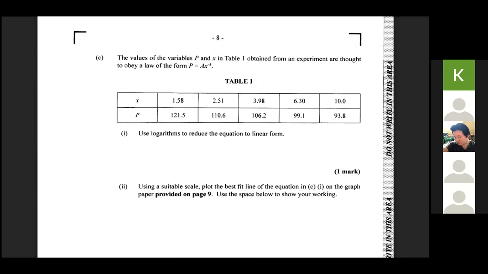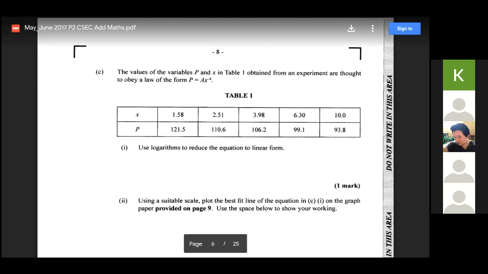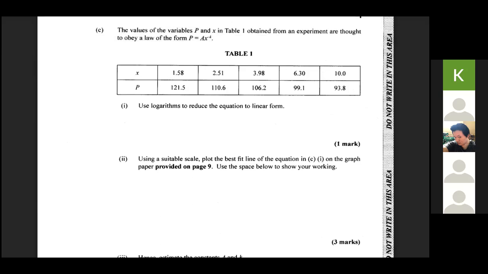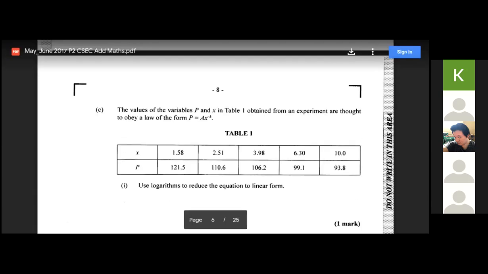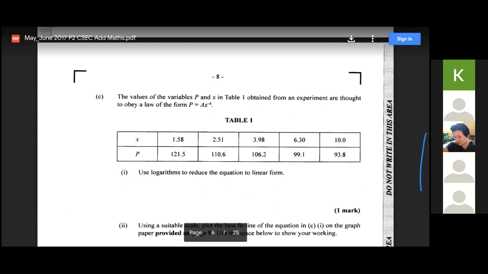Okay, so you would see questions like this. Use logarithms to reduce the equation to linear form. That's what we were doing just now, right? What you want to do is put logs on both sides of the equation, and then you look at your equation and determine how you're going to simplify this to get it in the form y equals mx plus c. It becomes easier with practice, okay? Don't give up. That's very important. I remember when we were doing these graphs, so many people just gave up, you know?